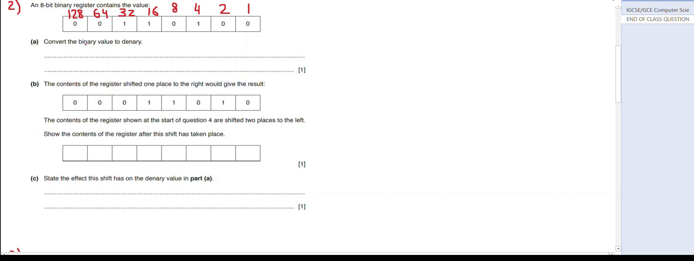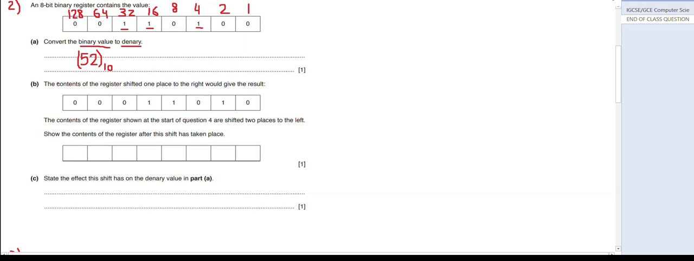Now how will we convert this binary value, which is 0011 0101, to denary? Remember, first we'll underline the bits that are ones and then add the corresponding headings of those. So now it will be 32 plus 16 plus 4, which will be 52. You can write it like this, 52 to the base 10. Remember, denary has base 10 while binary has base 2.